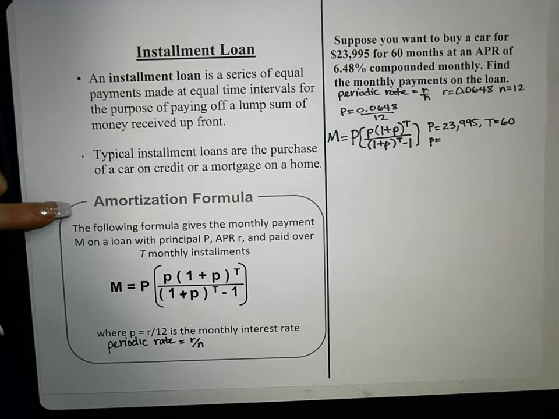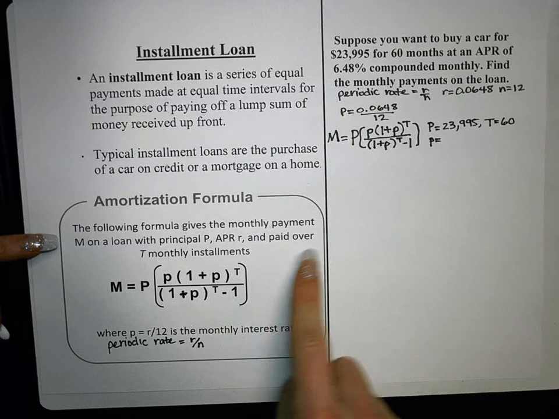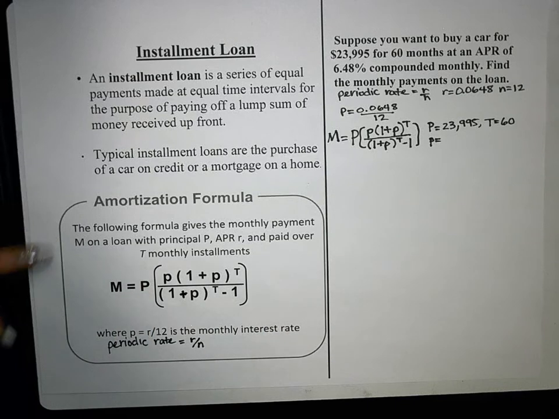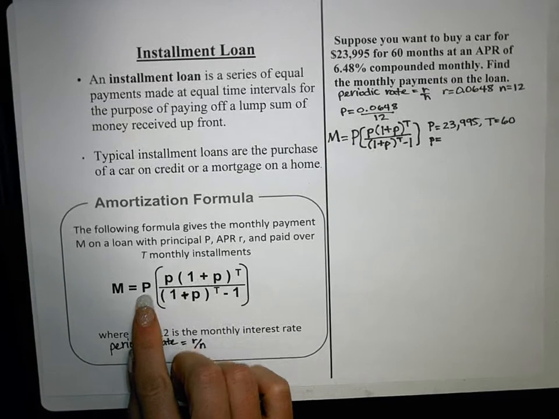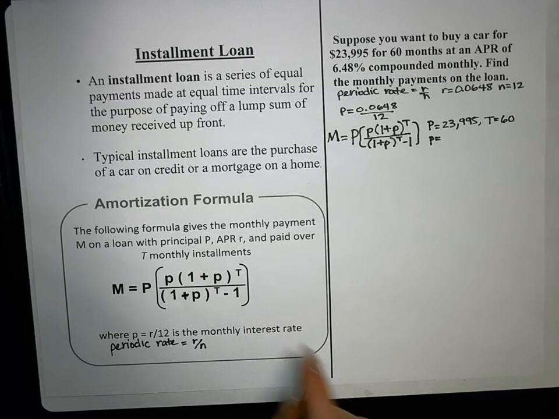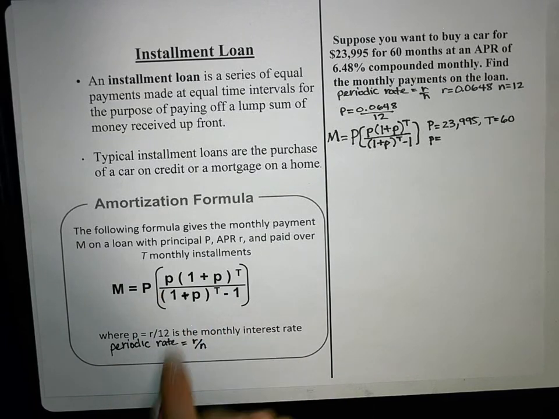The amortization formula states that the following formula gives the monthly payment M on a loan with principal P, APR R, and paid over T monthly installments. And this is how we calculate the monthly installment. So M is our monthly installment. We have our principal, whatever you're purchasing, and then it's all multiplied by the quantity p.